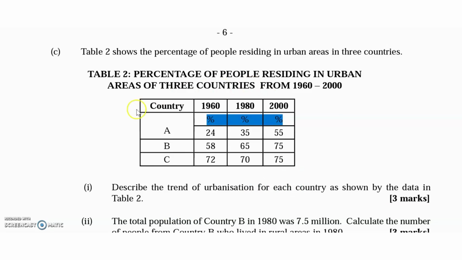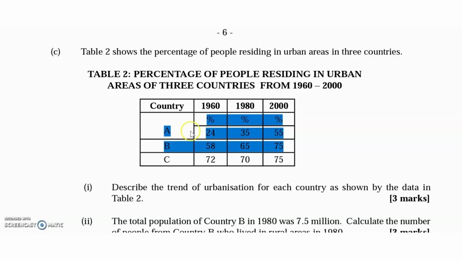All right, look at the table. Take a minute or two and look at the table for me. Now, if you look carefully at country A and country B, you would observe that both of them are associated with progressive increases in terms of their population of people residing in the urban environments.